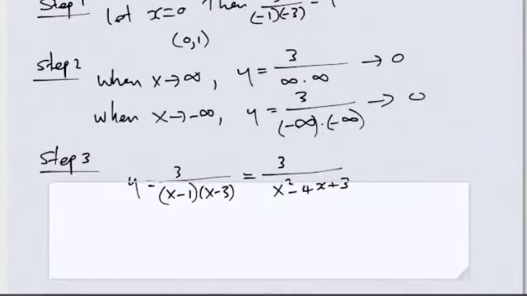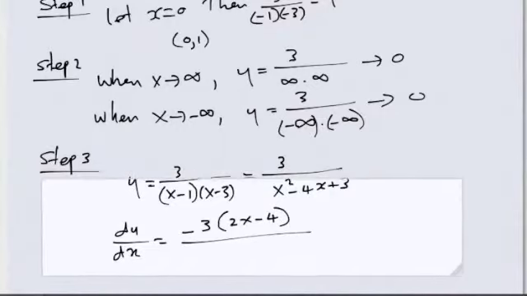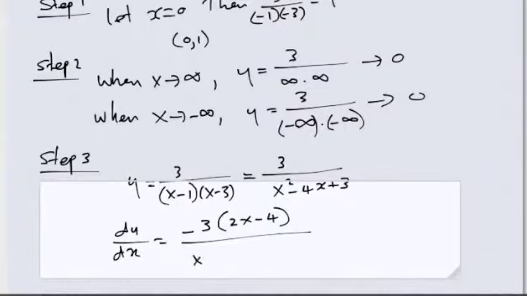So dy/dx is the term in the denominator times the derivative of the numerator, which is 0, minus the term in the numerator times the derivative of the denominator. So the derivative of x squared is 2x, minus the derivative of 4x is 4. So we have minus 4 over the denominator squared.